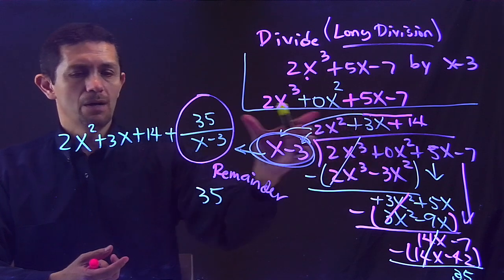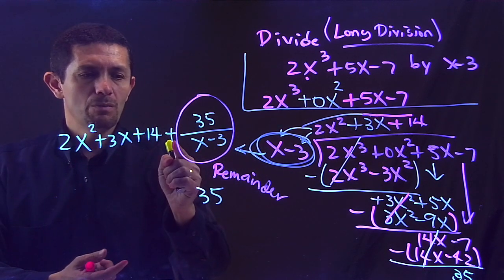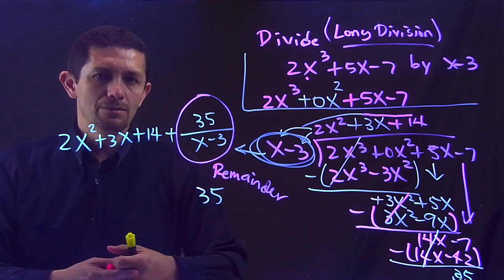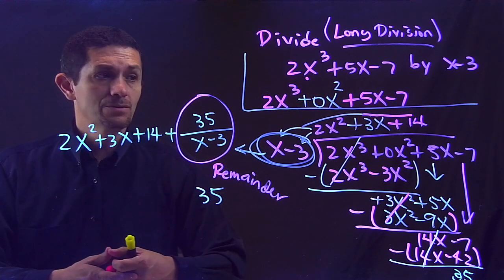You bring down the top, which is your answer, plus your remainder, whatever is on the bottom, over whatever you're dividing by, your divisor. And that's long division.